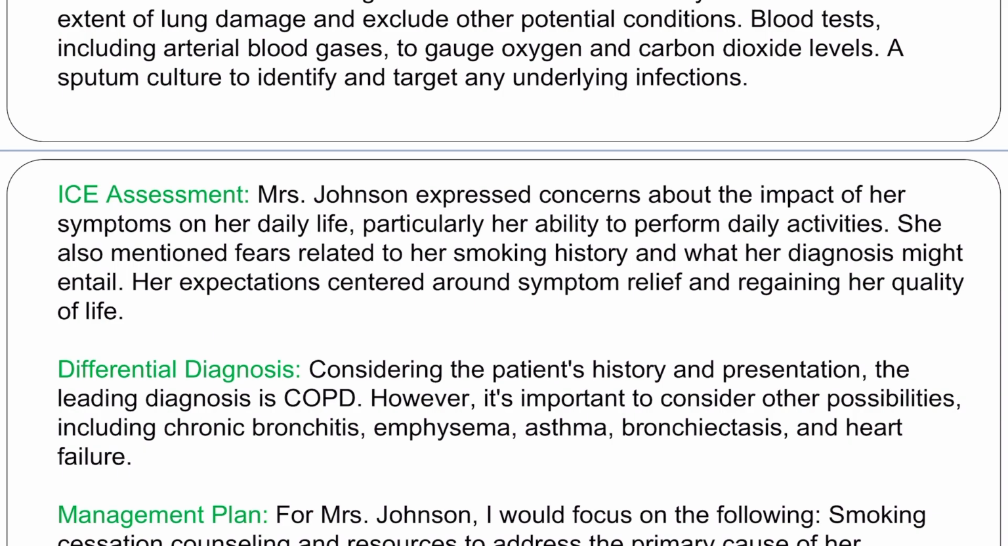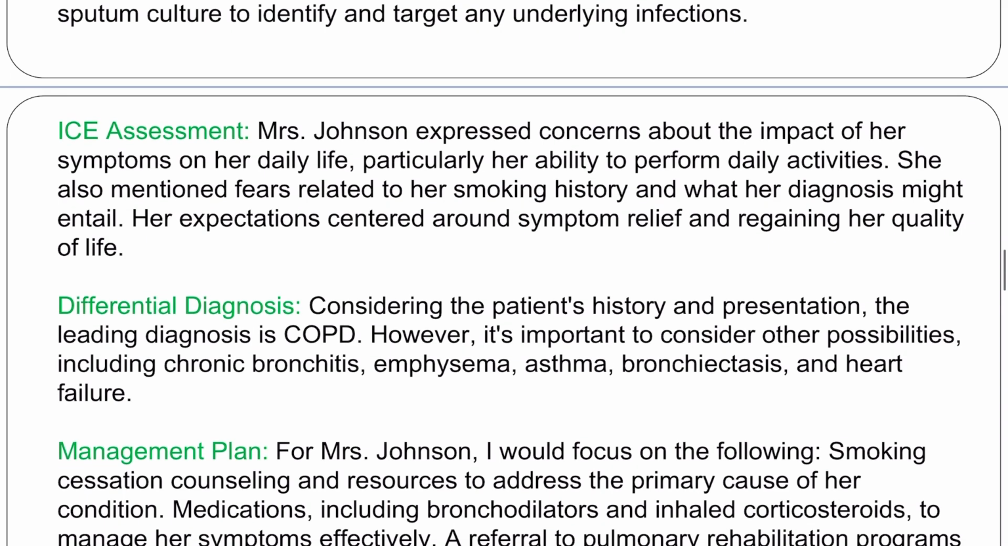Now, in your presentation, it's a good idea to mention a bit about the patient's ideas, concerns and expectations also. So Mrs. Johnson has expressed concern about the impact of her symptoms on her daily life, particularly her ability to perform daily activities. She also mentioned fears related to her smoking history and what her diagnosis might entail. Her expectations centered around symptom relief and regaining her quality of life.